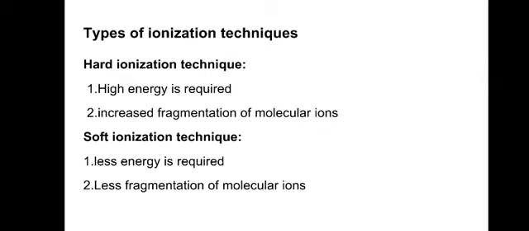Whenever we use a hard ionization technique to fragment a molecule, it requires a large amount of energy, or high energy, because in hard ionization technique, before analyzing an analyte under a spectrometer, we fragment a molecule into a large number of ions, so it requires higher energy. On the other hand, soft ionization techniques require less energy as compared to hard ionization, and less fragmentation of molecular ions.